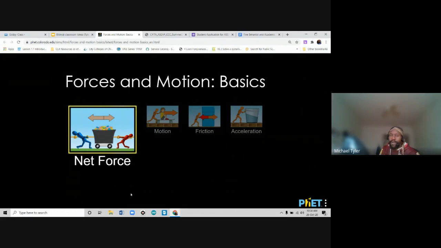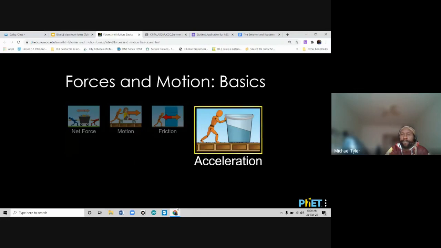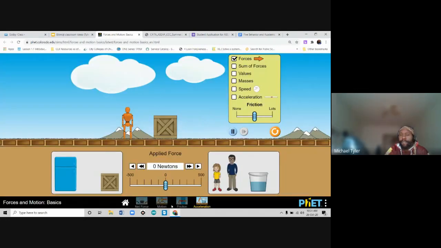So the thing we're going to focus on is acceleration today, everybody. You're going to click on acceleration, and it's going to start this up. Now we're going to put a couple of masses on top of this crate. And of course, this wooden friend of ours, he's going to be the person making everything move.